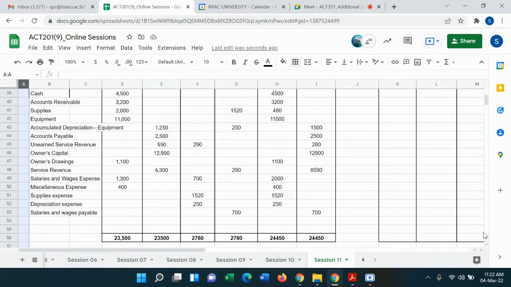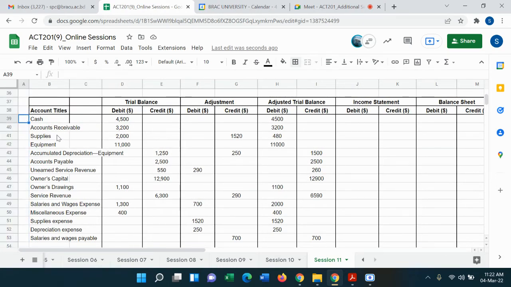Now help me to find out the category of each account. Cash, asset. Accounts receivable, asset. Supplies, asset. Equipment, asset. Accumulated depreciation, it's a contra account. We will discuss this. Contra entry for what? For the fixed asset.